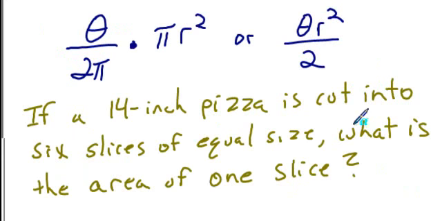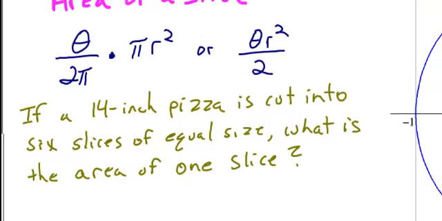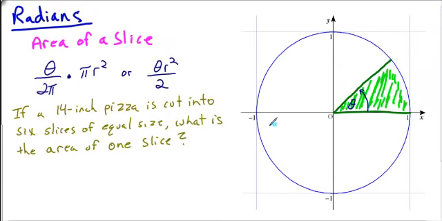If a 14-inch pizza is cut into 6 slices of equal size, what is the area of one slice? So here I have my 14-inch pizza. Remember, 14 inches refers to the diameter of the pizza. So that makes my radius half of that. So my radius is 7 inches from the center to the edge.